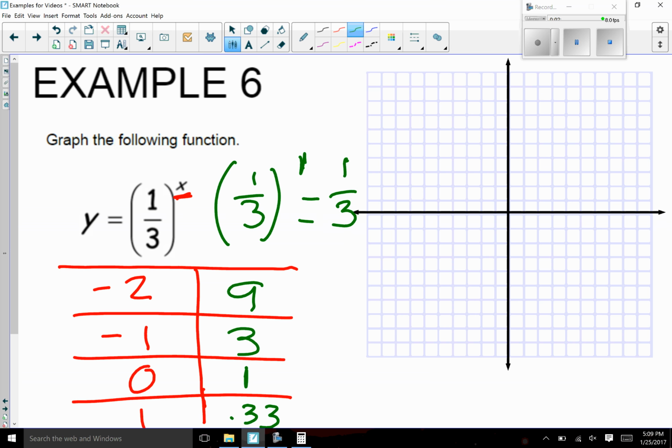Now we're going to graph this on our coordinate plane. At -2, y is 9: -2, 2, 4, 6, 8, 9. At -1, y is 3. At 0, y is 1. And then at 1, y is 0.33. So it's almost touching that axis. And then we just take our exponential function and follow the points.